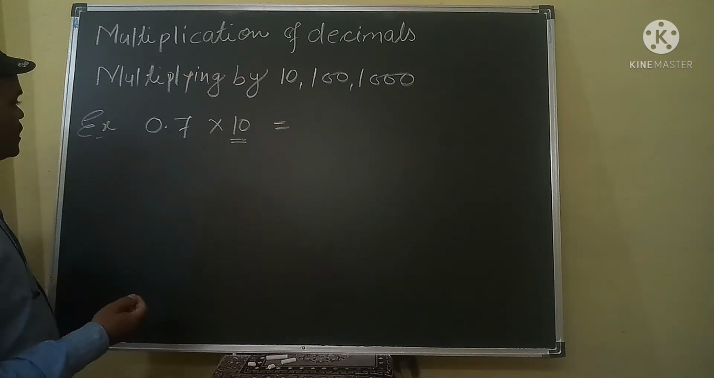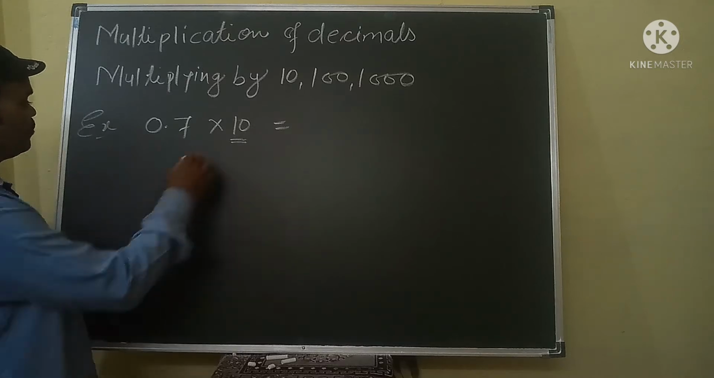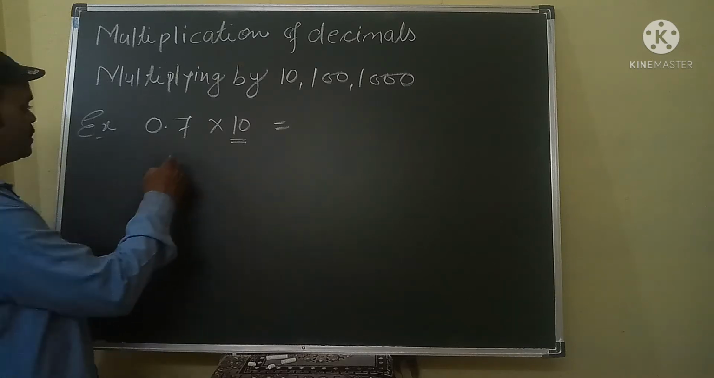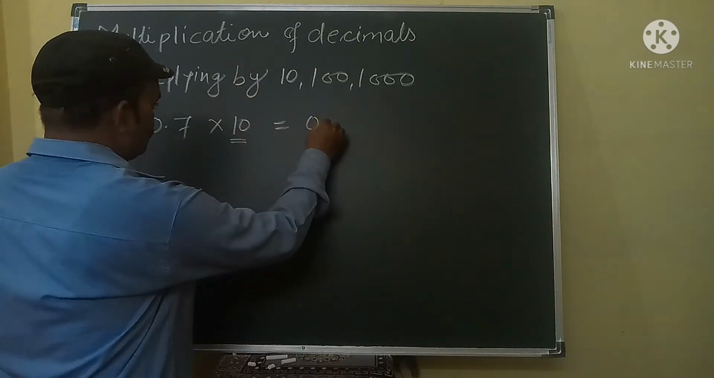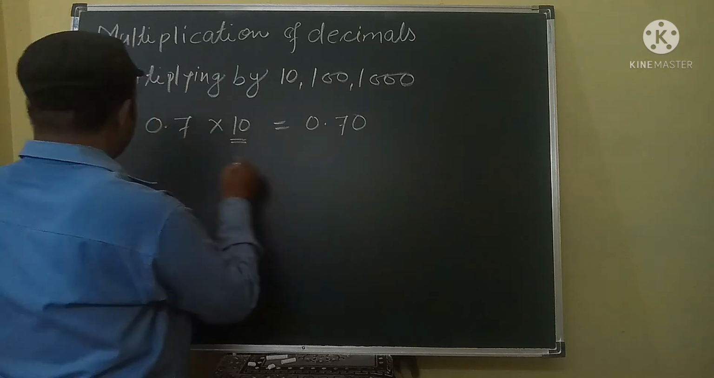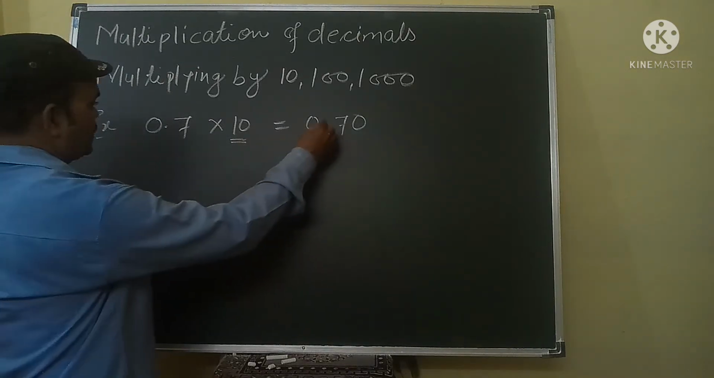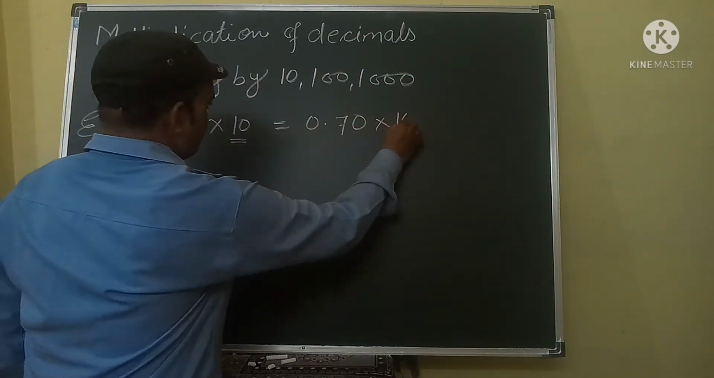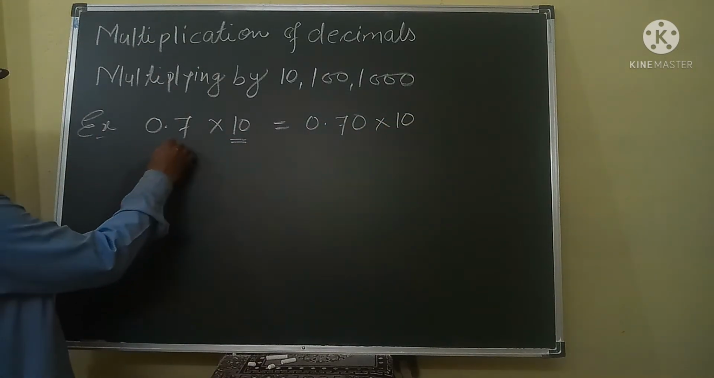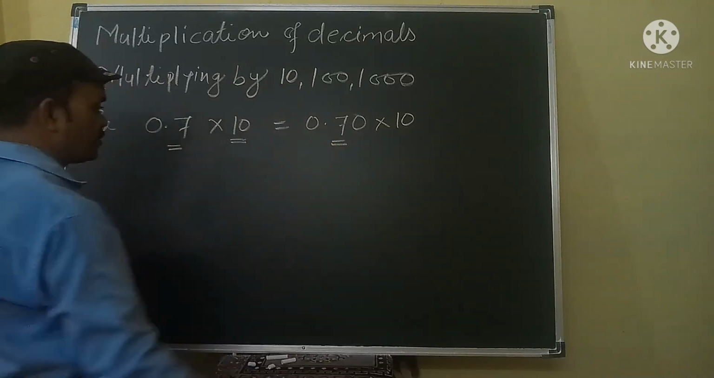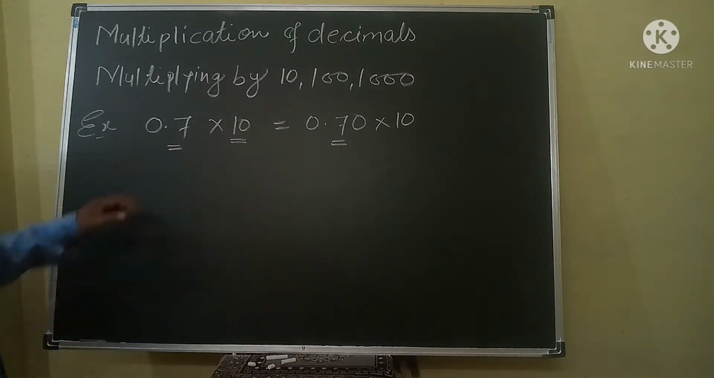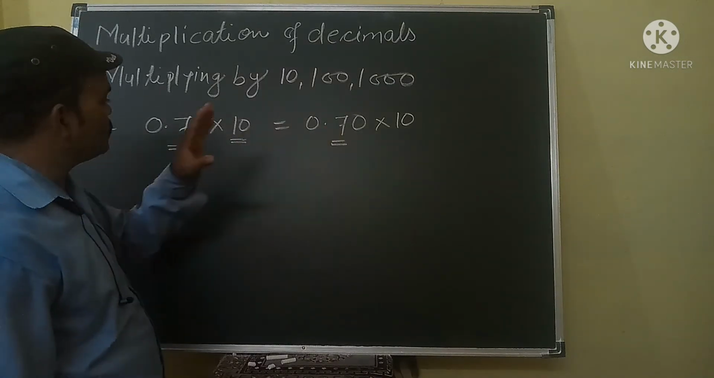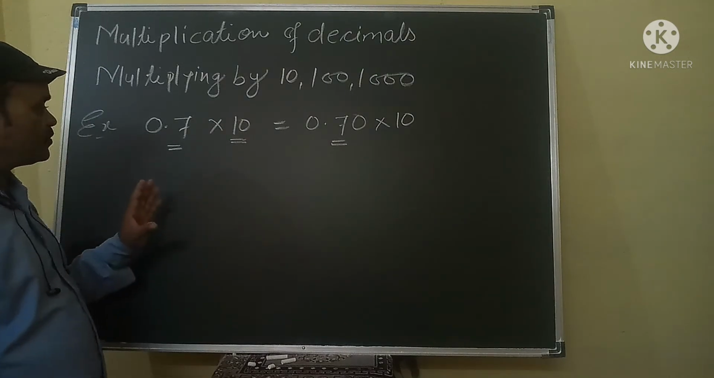So now we will discuss. This is 0.7 multiplied by 10. My dear student, 0.7 we can write here as 0.70, and this is into 10. That means 0.7 and 0.70 both are same. There is no difference.